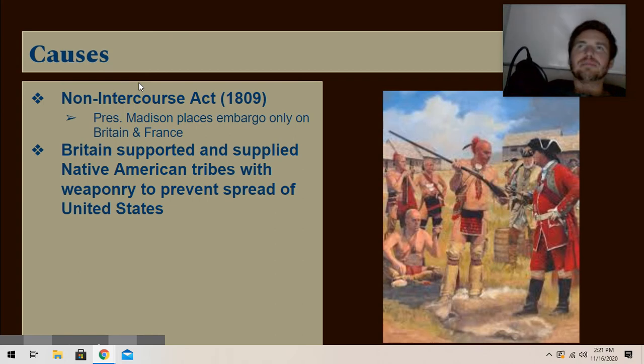If the only enemy is Britain, then all that energy can be centered on Britain. But if the natives are also causing the United States trouble, then the United States has to divide its energy. And so then Britain could be more successful if it came down to war. Okay? So those are just some of the causes to the War of 1812.